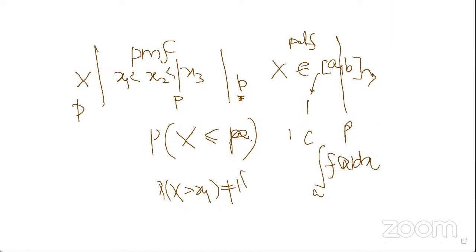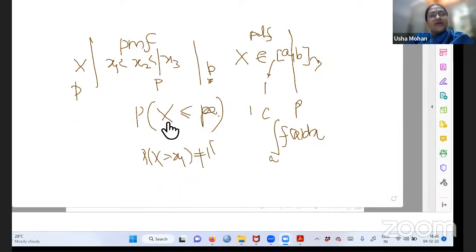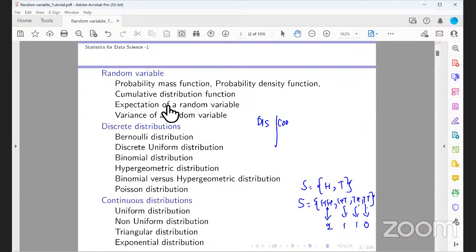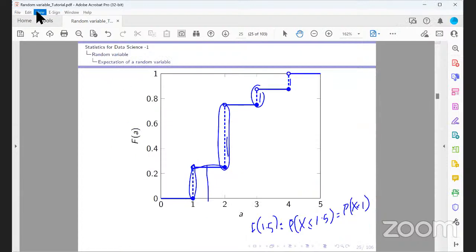Thank you. Okay, right. So now, is the PDF visible? Yes, ma'am, now it's visible.